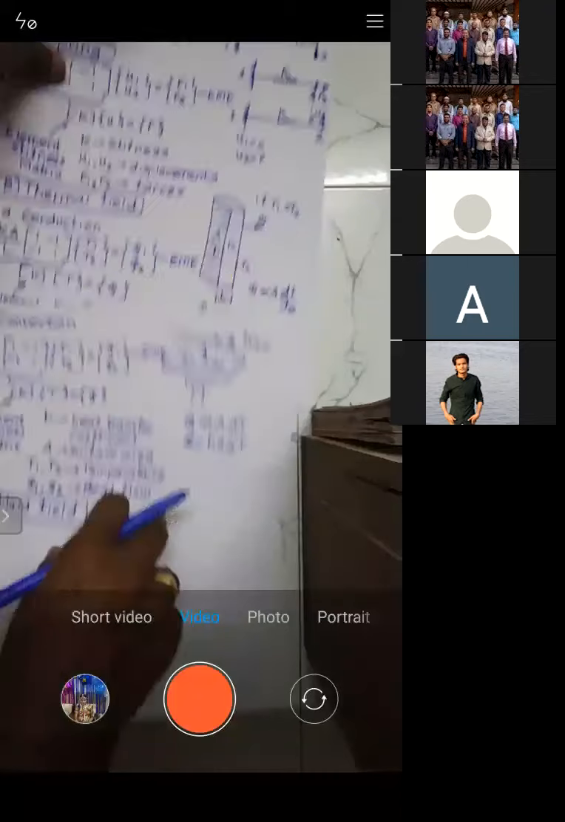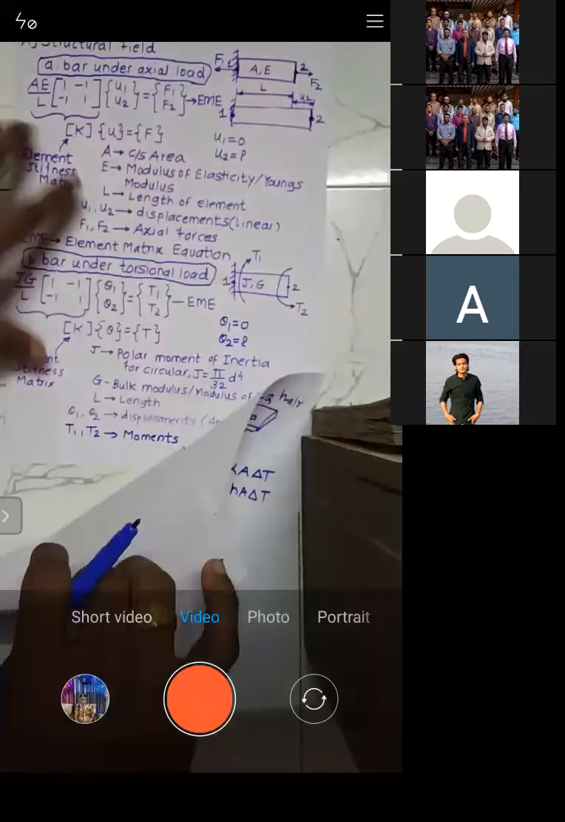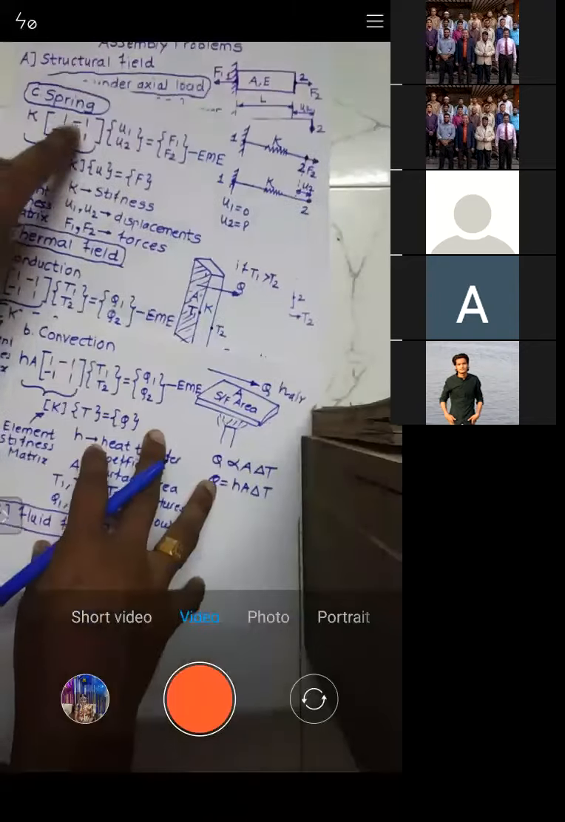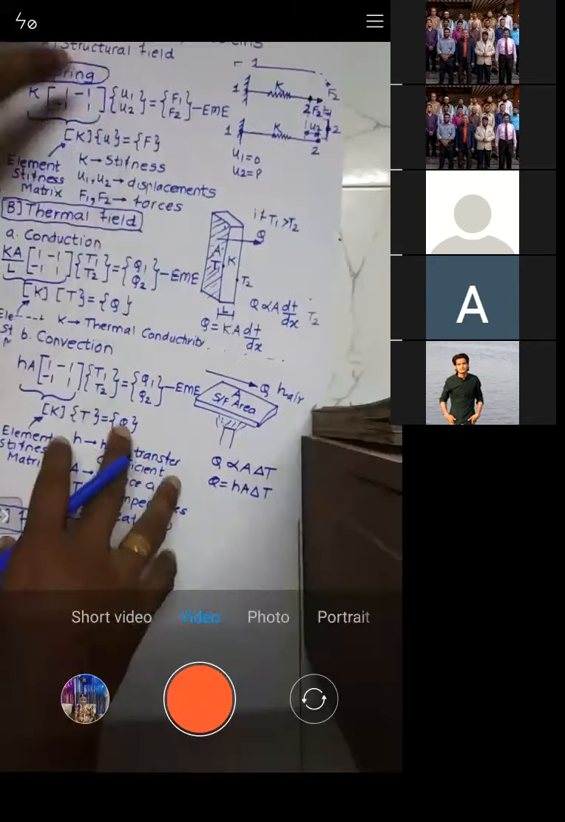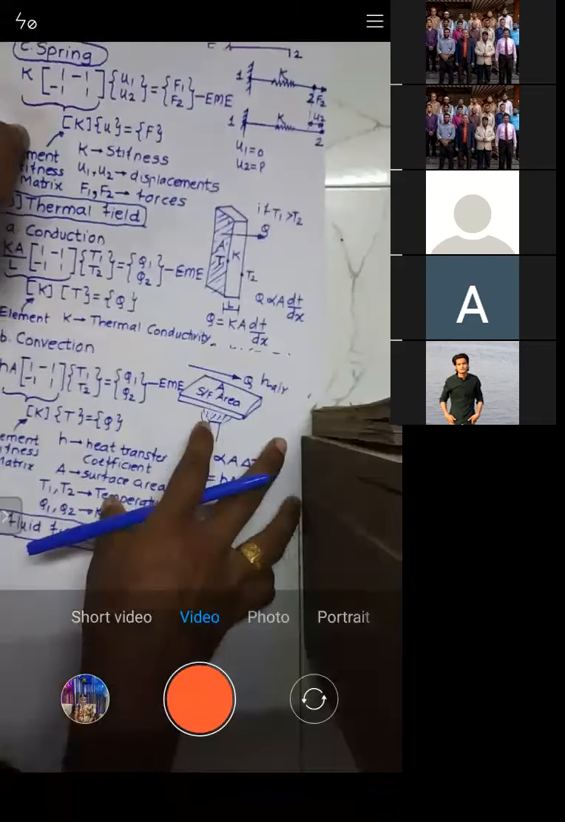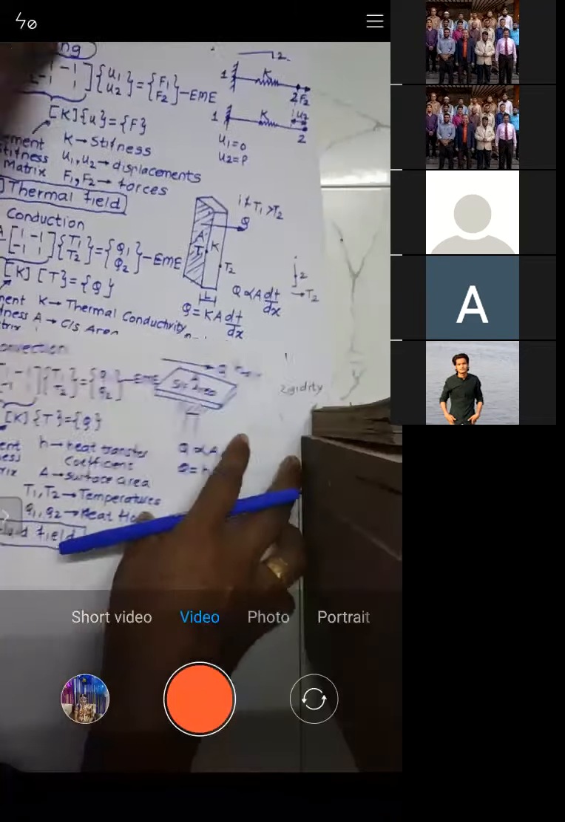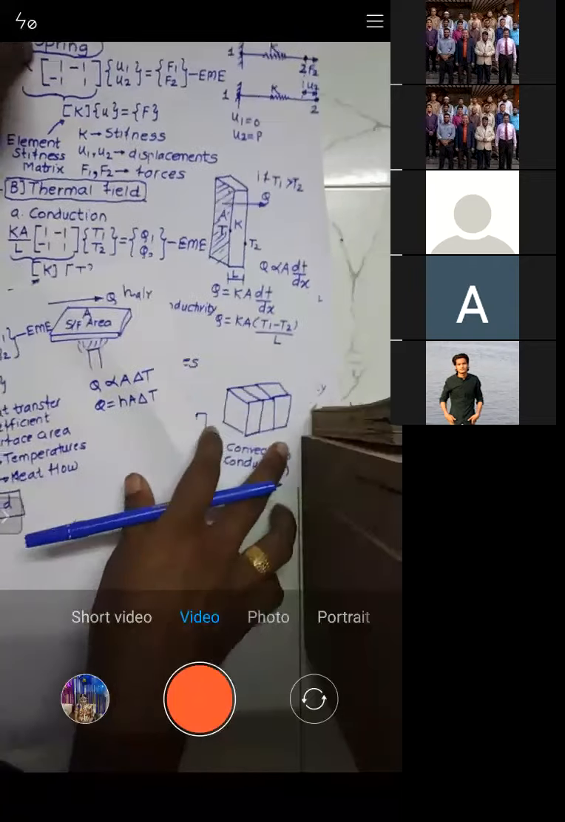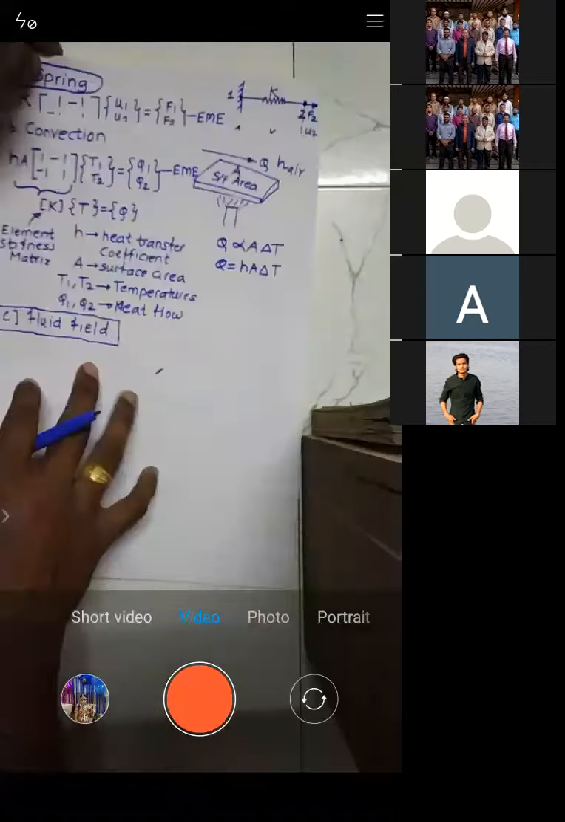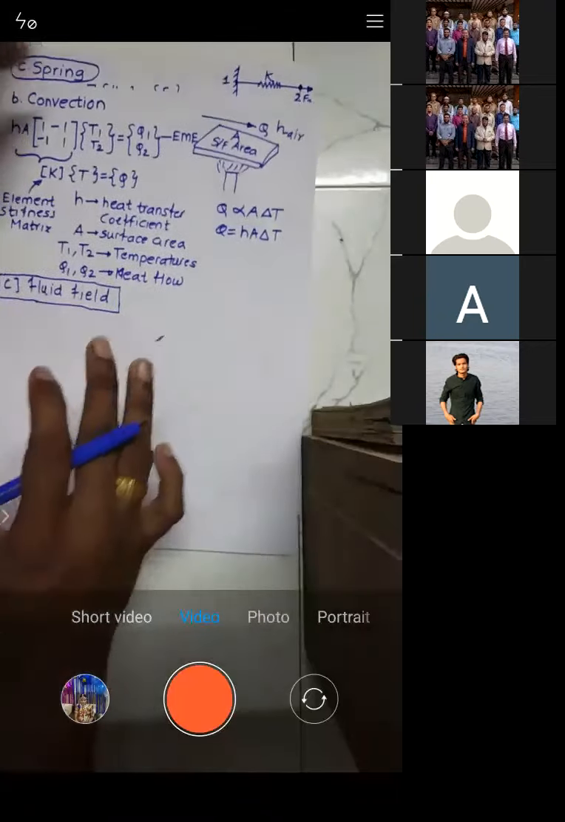So we have seen the structural field: bar under axial load, bar under torsional load, then spring. They are basically related to strength of materials, that is SOM, and might also be from mechanics. So let's see the C field, that is the fluid field.